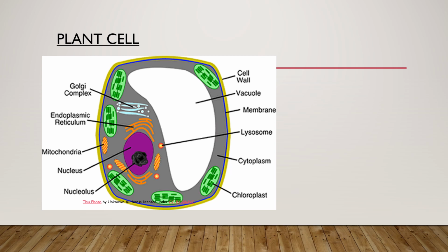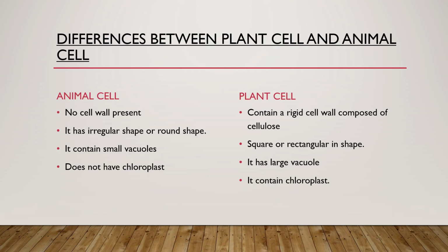Okay, let's go and look at the difference between the plant cell and animal cell. The animal cell has an absence of a cell wall, so it means there is no cell wall present. But the plant cell contains a rigid cell wall composed of cellulose.